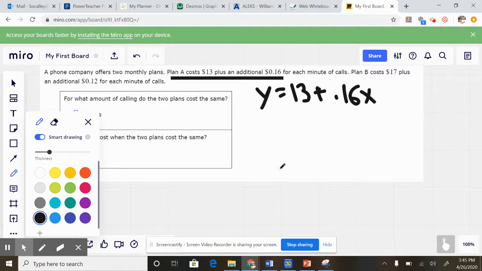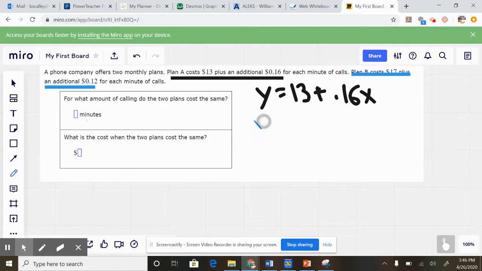The second equation, see, Plan B is $17 plus an additional 12 cents for each minute. It's a little less thick. So I'm going to say y equals $17 automatically plus 12 cents per minute. So the equation in black represents Plan A, and the equation in blue represents Plan B.